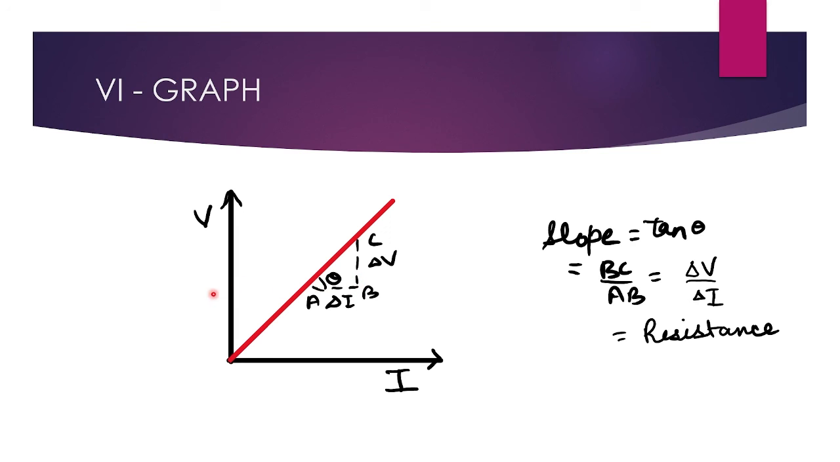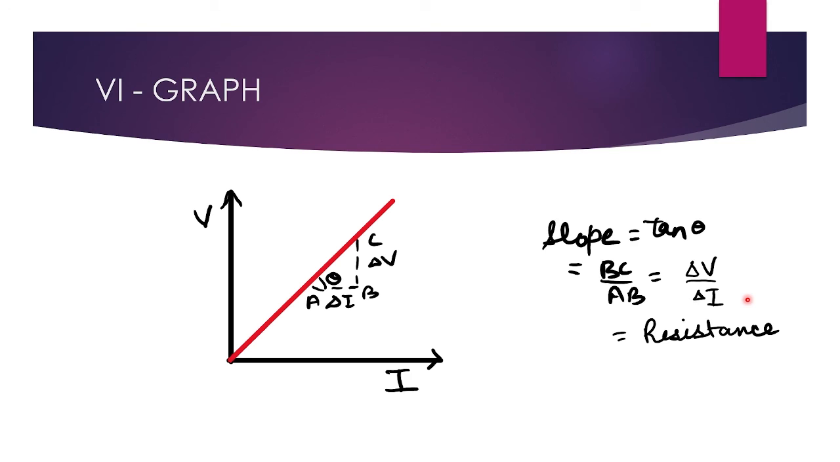If you extend this, BC is nothing but the variation in voltage, and AB is nothing but the variation in current when the graph goes from A to C. So tan theta is nothing but BC upon AB, that is delta V upon delta I, that is variation in voltage upon variation in current, which gives you resistance. So please remember, when you calculate the slope of a VI graph, it gives you resistance.